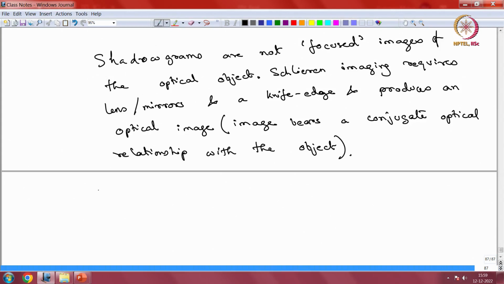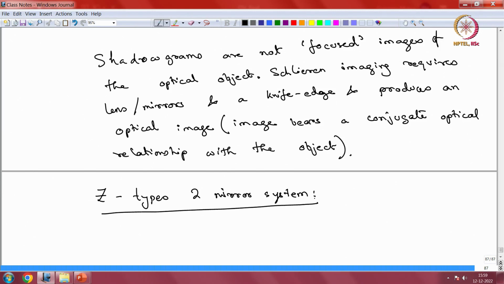Now, you can have different types of Schlieren imaging. One is also called the Z-type two-mirror system, which is what we are going to see in one of the lab tours that we will give you. There are different types of systems possible using lenses or mirrors. One of the most popular is the Z-type two-mirror system, and the reason I'm telling you about this is because that's what we'll see in the lab in the next class. So I'm just going to introduce you to that.